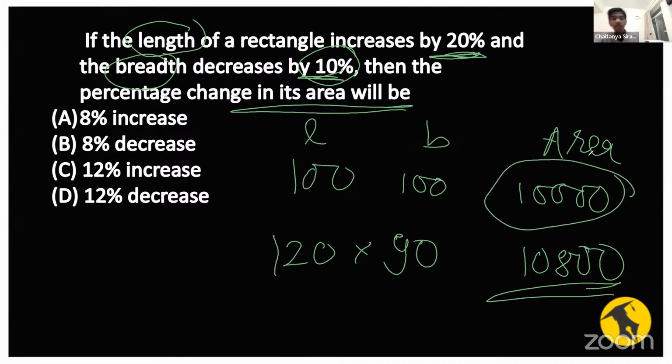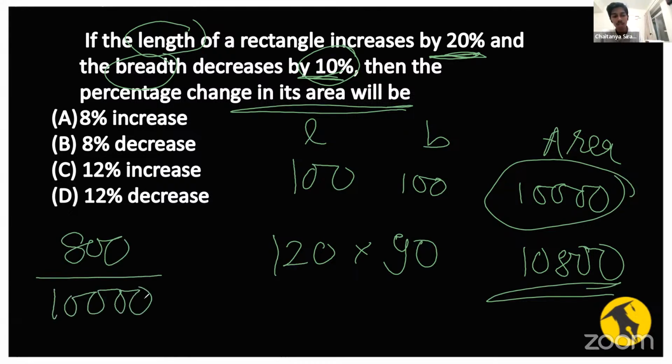Originally it was 10,000. Can you find the percentage increase? The change is 800 and the original was 10,000. I can cut this to 0. This is 8 upon 100, which is nothing but 8%. And the area has increased. So it's an 8% increase. I hope you are clear with this question. This was a fairly easy question.